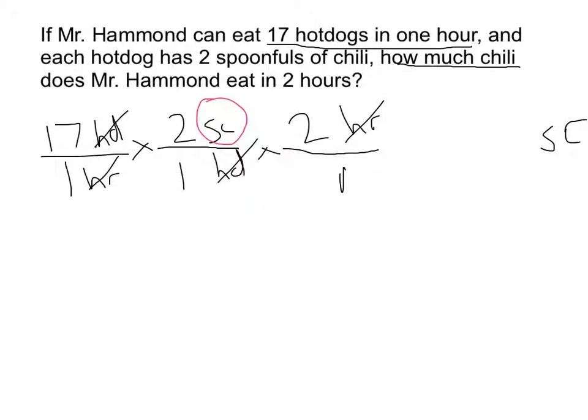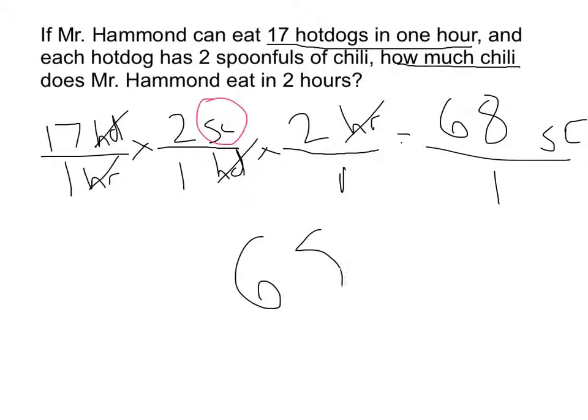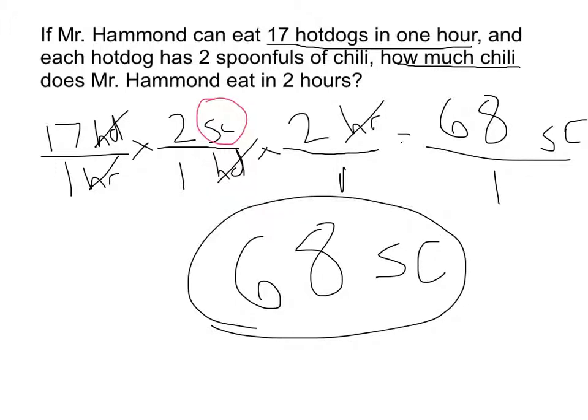So it looks like we could just do the math. So 17 times 2 is 34, times 2 again on the top, and we get 68 spoonfuls of chili. On the bottom, 1 times 1 times 1, we just get a 1. So the answer, in 2 hours, Mr. Hammond can eat a sickening 68 spoonfuls of chili. That is disgusting, yet delicious sounding at the same time.